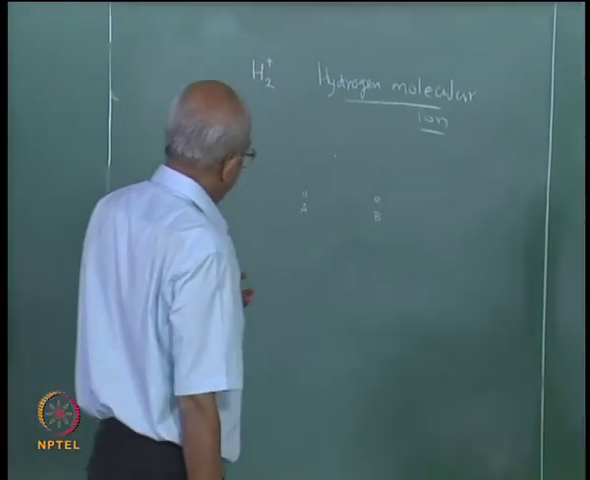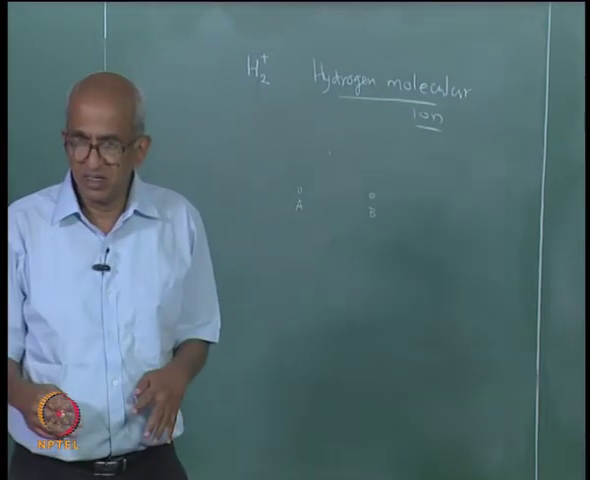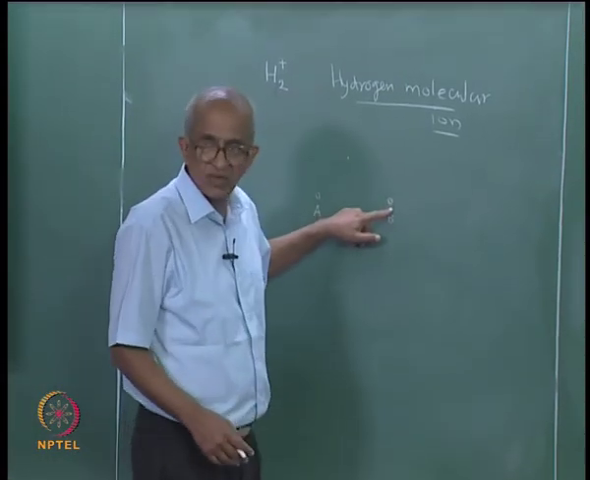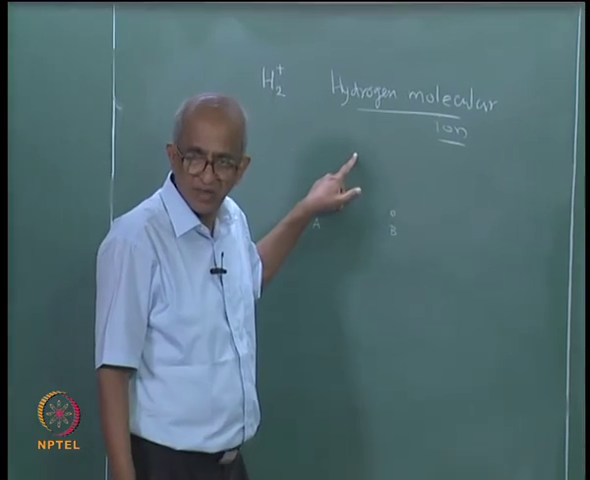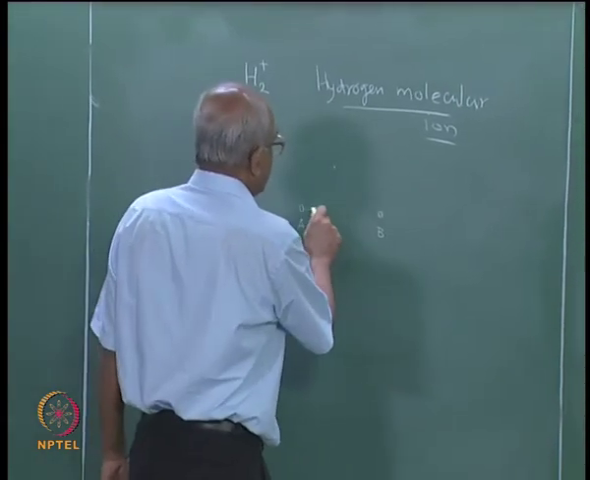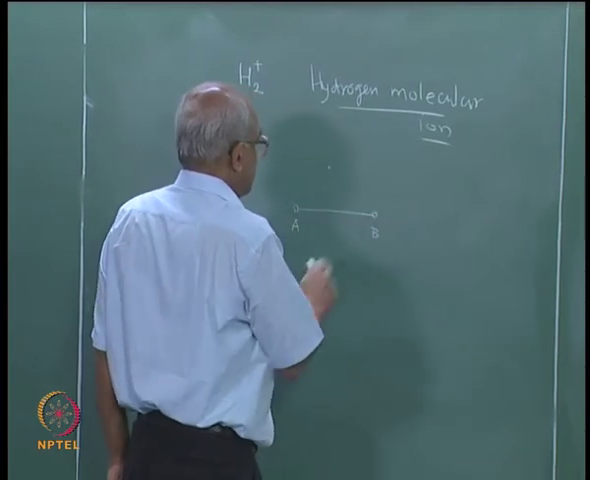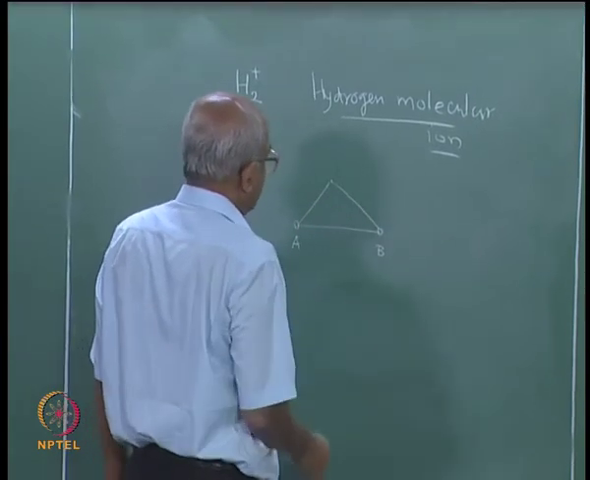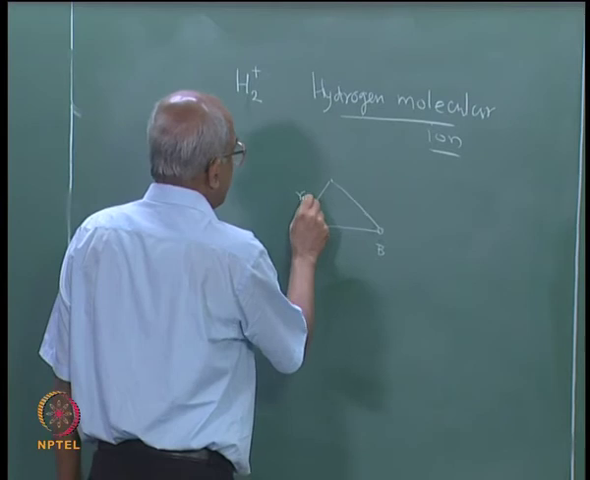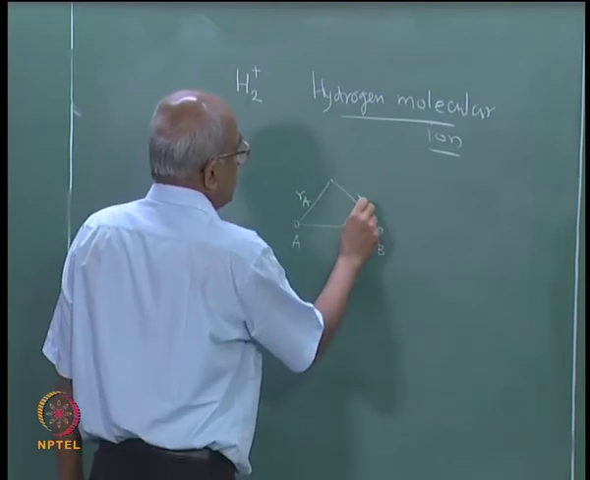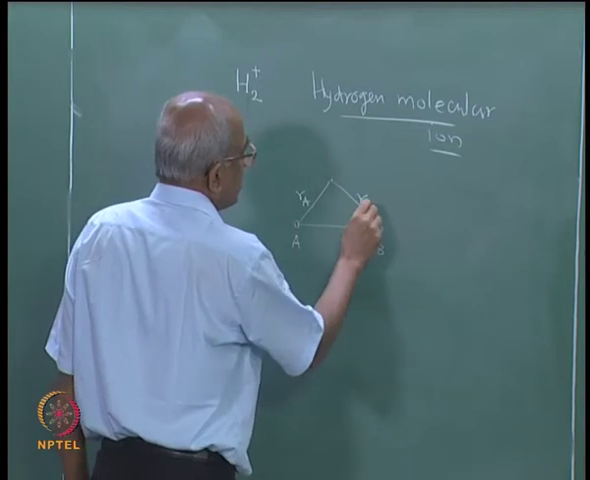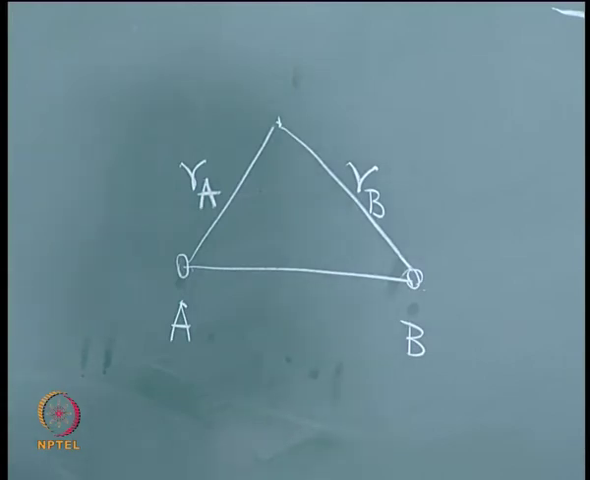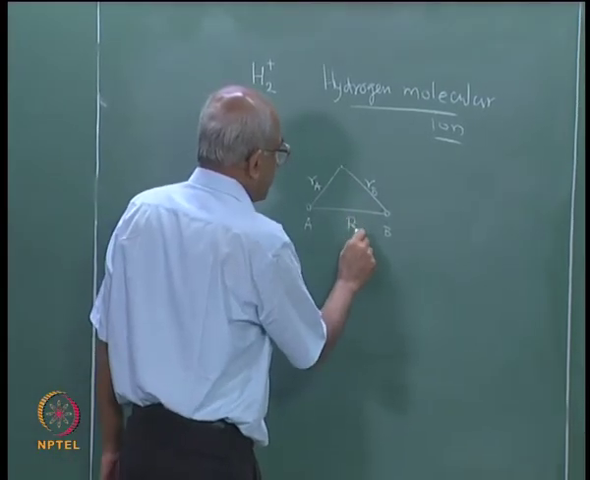So, if I wrote the full Hamiltonian in all its glory, what is going to happen is that you will have the kinetic energy of this nucleus, kinetic energy of that nucleus, and the kinetic energy of the electron. You will also have interactions between the charges, the two nuclei will interact, and the electron will interact with both the nuclei. So, let me denote this by Ra, this distance, because it is the distance of the electron from nucleus A, and this one I will denote by Rb, and the distance between the two nuclei I will denote as capital R.